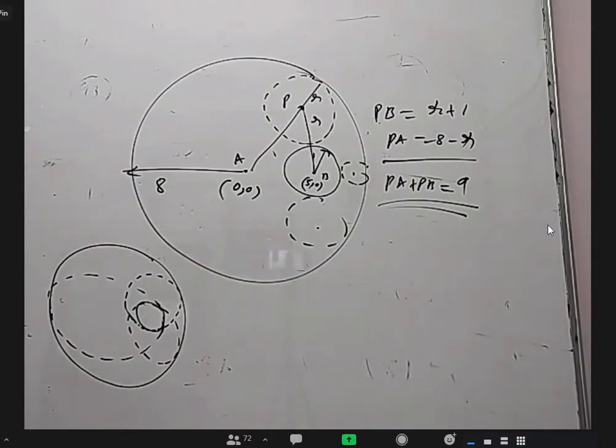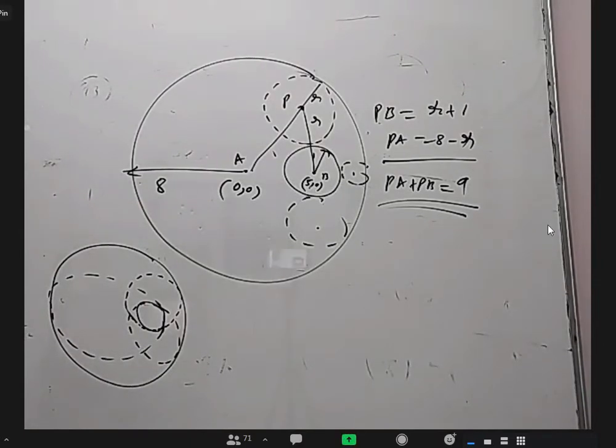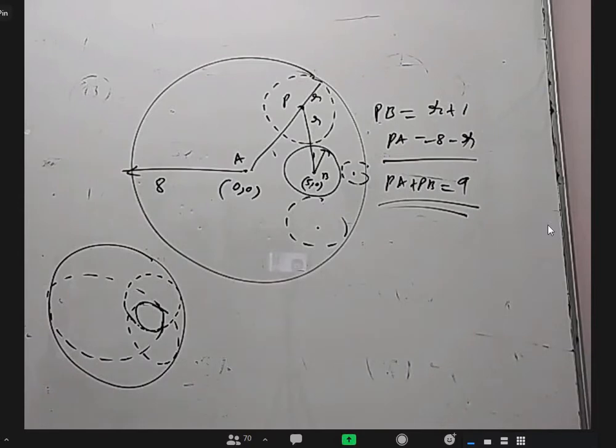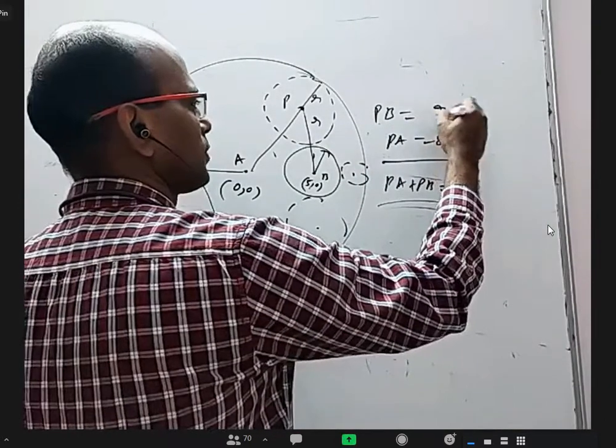Here, what will PB be? PA will be 8 minus R only. What about PB? R minus 1. Ellipse. Then ellipse only, right? Yes, sir. Ellipse only. This is not 1 minus R, it is R minus 1 now.